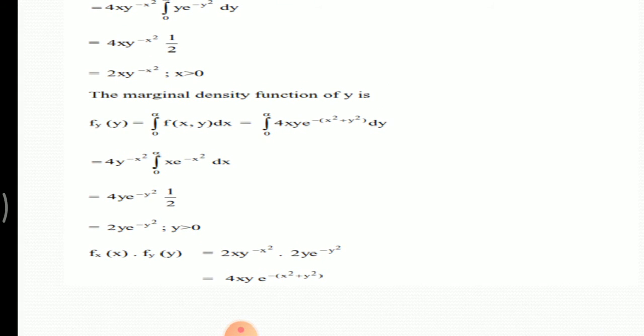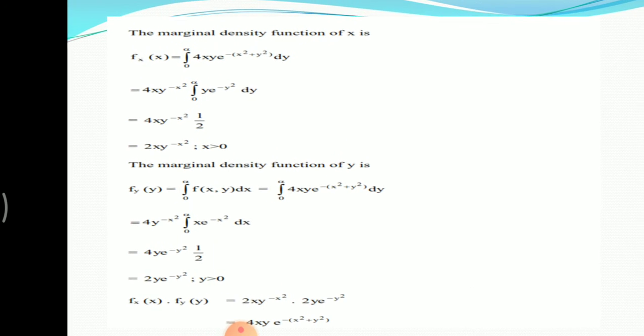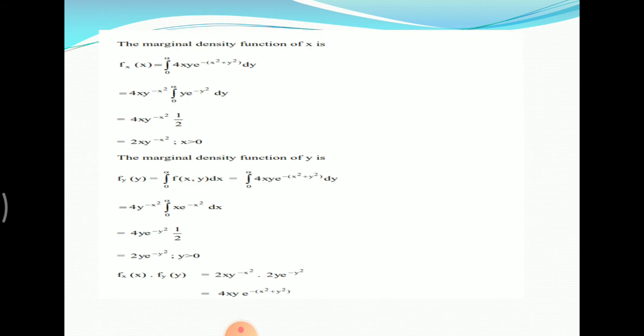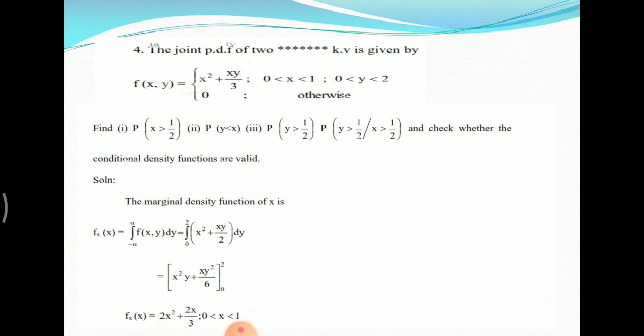Now the multiplication, f_X(x) times f_Y(y), gives 4xy e to the power minus (x² plus y²). Similarly, this is equivalent to f(x,y). Therefore, X and Y are independent. Next one.